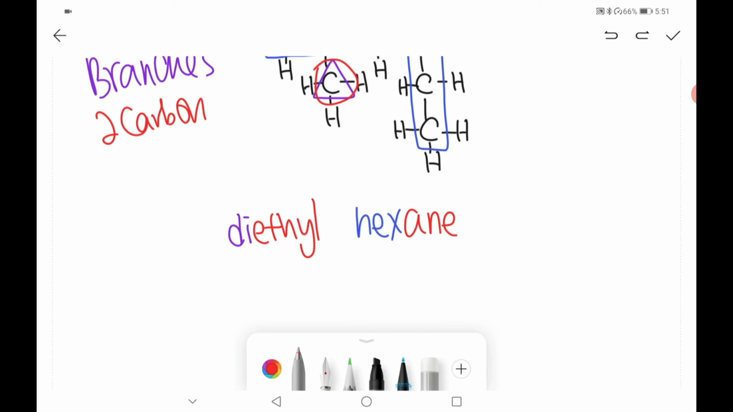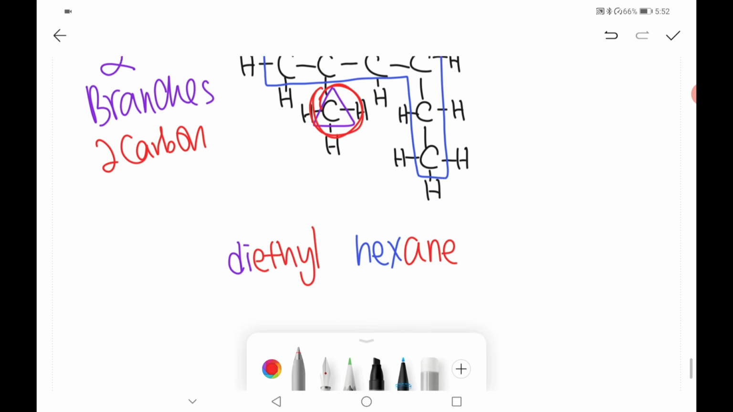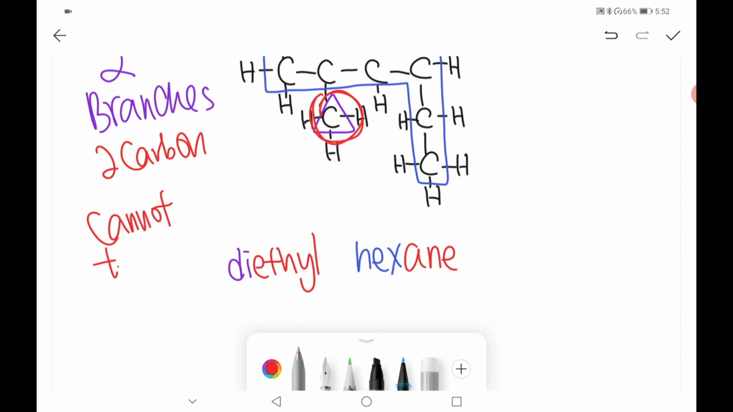Cannot. Why? Because as you can see, these 2 branches are not stuck together. This carbon is here on the top, and this carbon is here at the bottom, so they are not sticking together. Here is 1 branch and here is 1 branch, and these 2 carbons are separated. So when the branches are separated, you cannot total up the carbon.